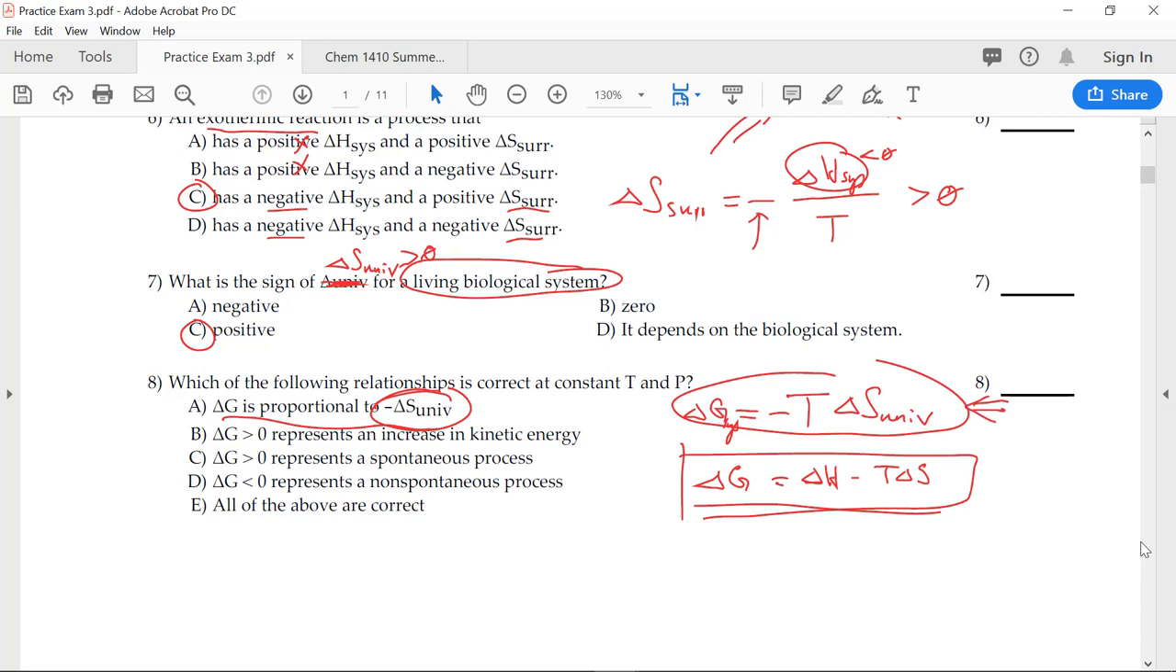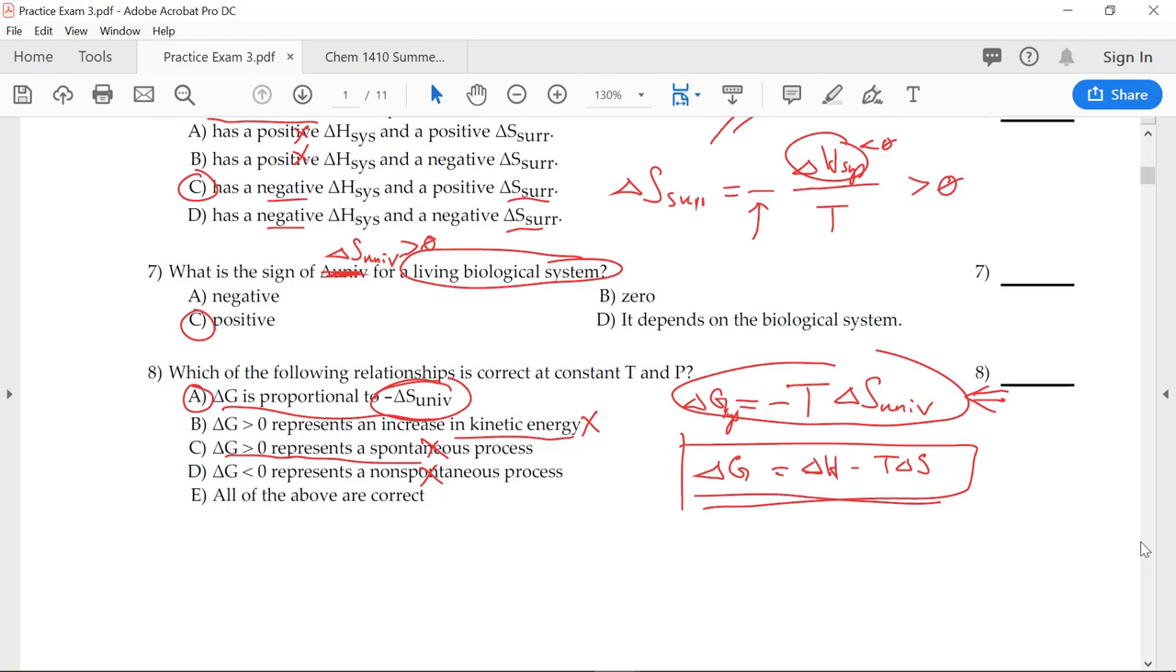Now look at the second statement: delta G greater than zero represents an increase in kinetic energy. This is not kinetic energy. Delta G is the Gibbs free energy, and it has nothing to do with kinetic energy. So this statement is wrong. C, delta G greater than zero represents a non-spontaneous process, right? Delta G greater than zero means it's non-spontaneous. Delta G smaller than zero is spontaneous. So this tells us A is the correct answer. Let's look at the next question.